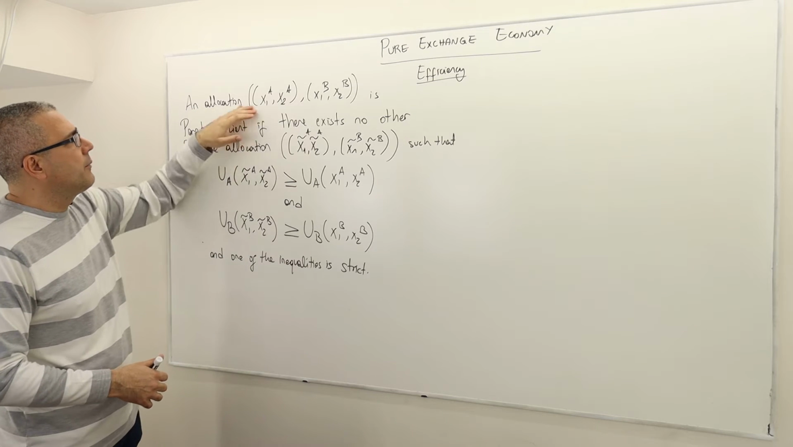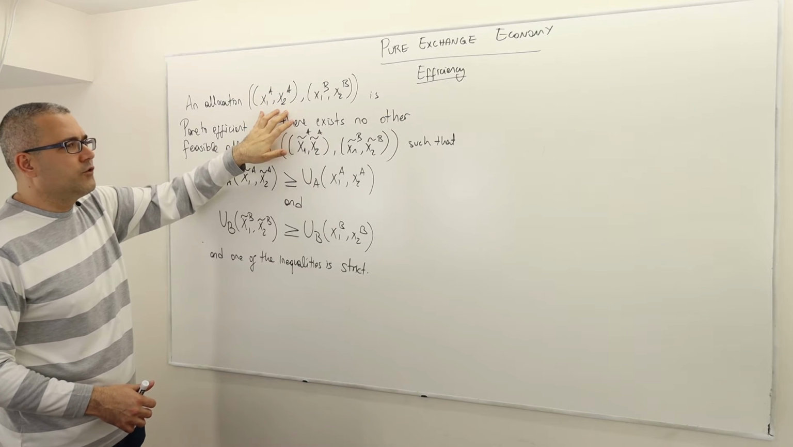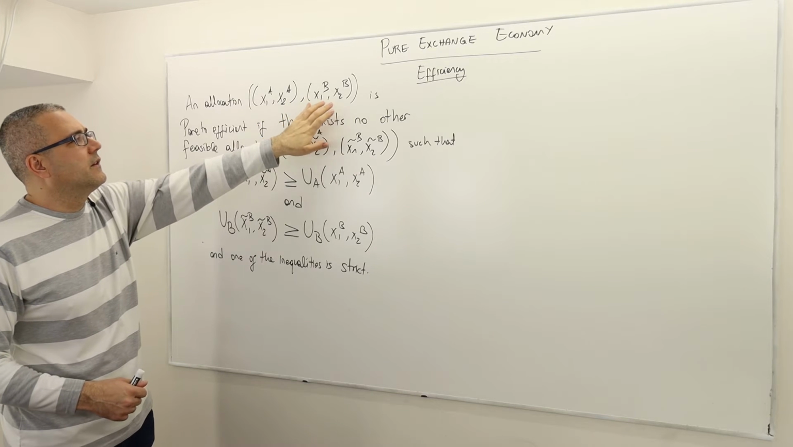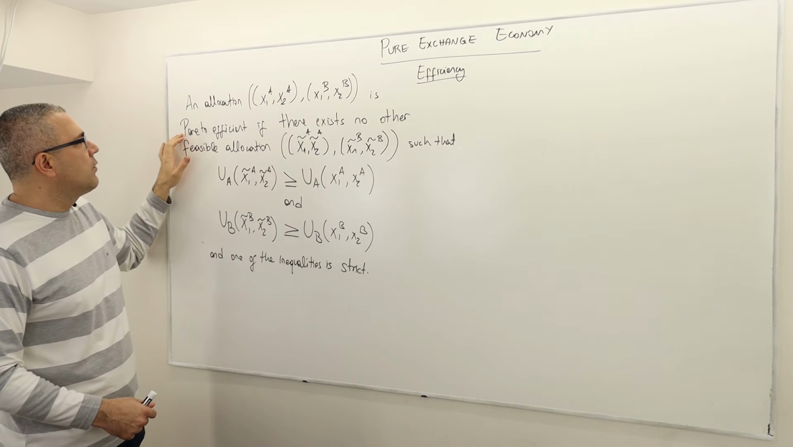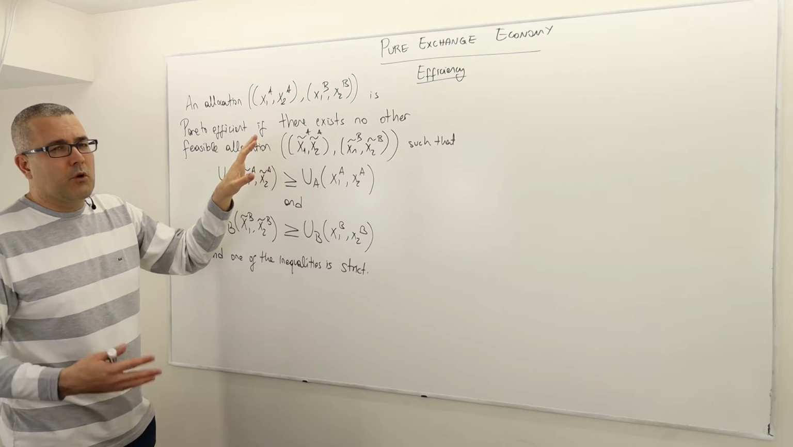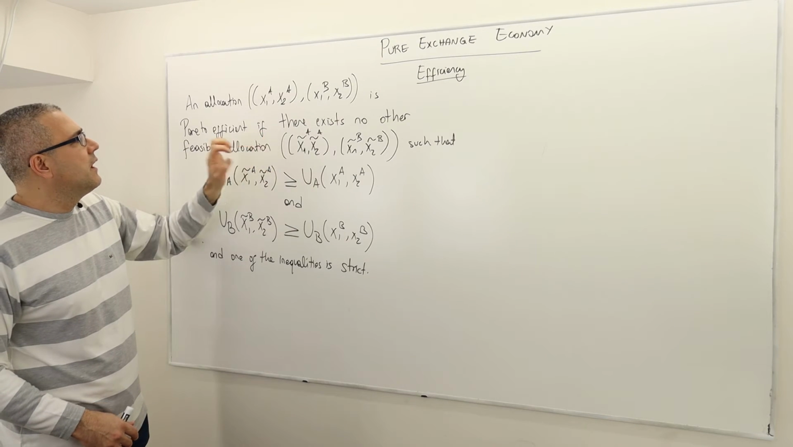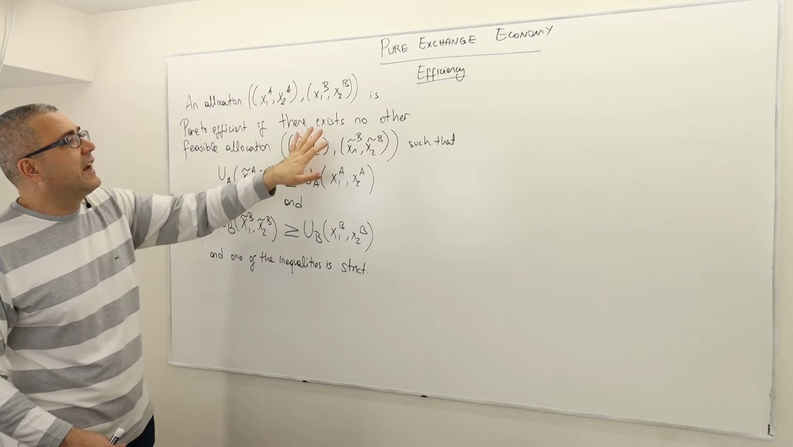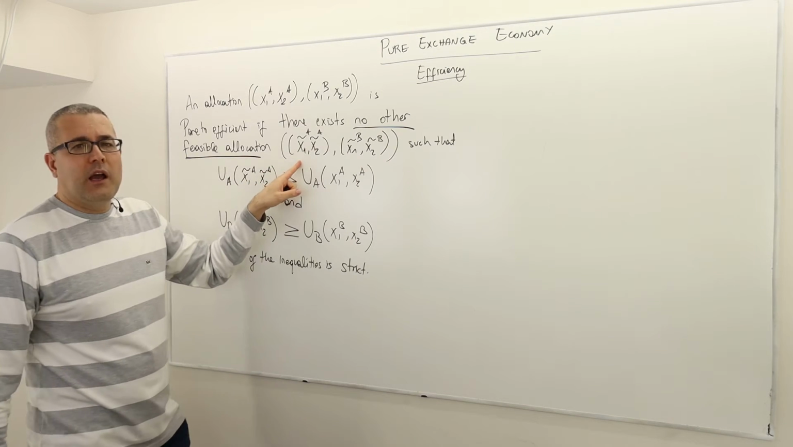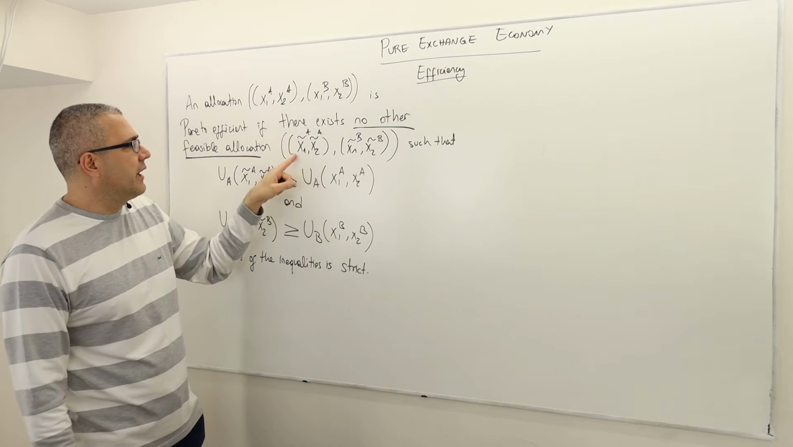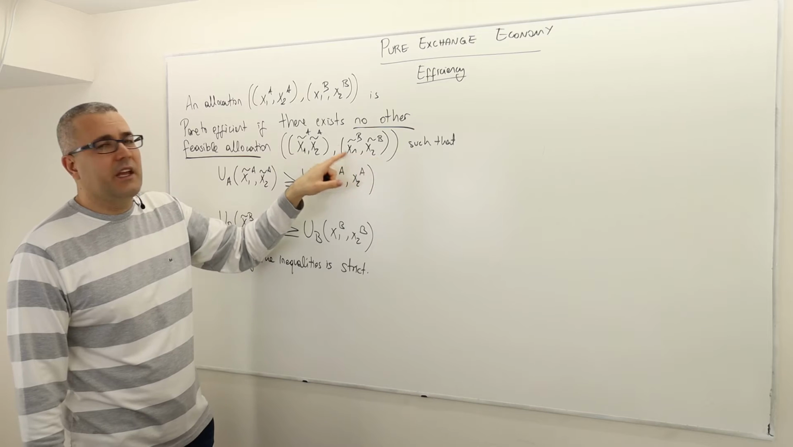So an allocation, I'm going to denote it by X1A, X2A. So this is basically the bundle consumer A is going to get, and this is the bundle consumer B is going to get. So I have two goods. So this allocation is called Pareto efficient if, remember, all definitions are if and only if statements, but we nevertheless leave it as if. So here it is Pareto efficient if there exists no other feasible allocation. And I denote this second allocation as X1 tilde A, X2 tilde A. This is what agent A gets, and this is what agent B gets.